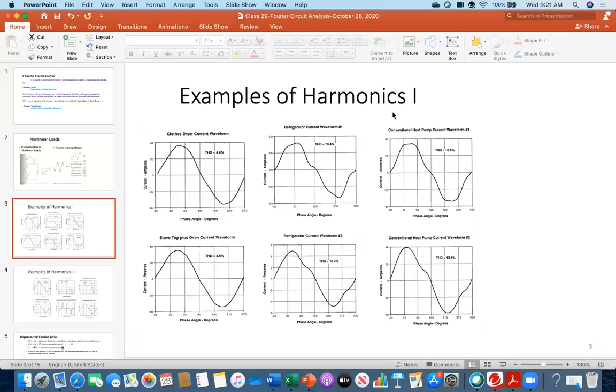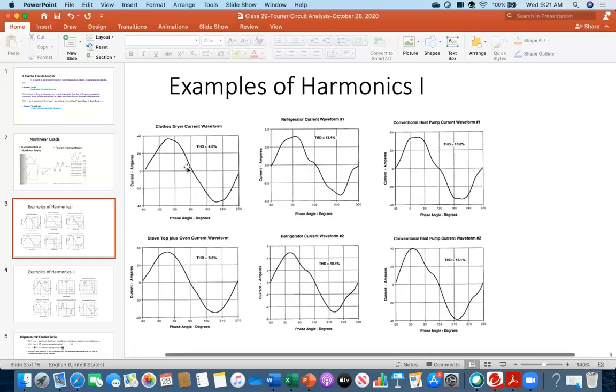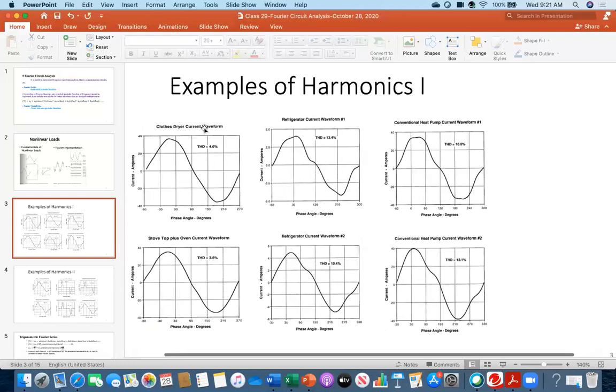Everybody see examples of harmonics. For example, I have written here clothes dryer current waveform. You see, it is not purely sinusoidal. There is a little bit of a problem here, and then you see a little bit of deviation. These all are deviated, with different loads. Refrigerator current waveform, conventional heat pump current waveform, stove top plus oven current waveform.